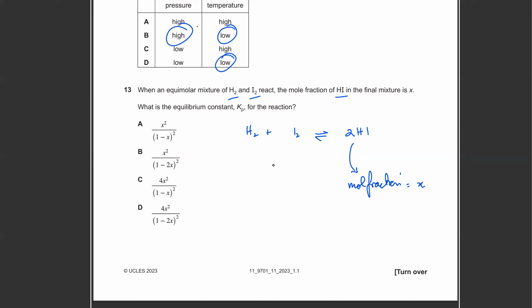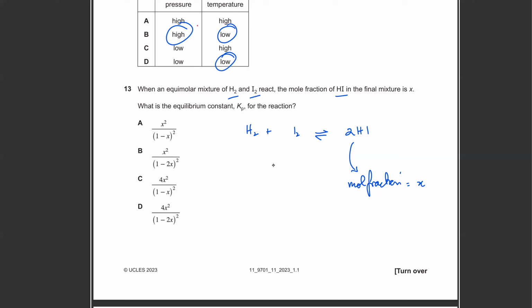Shouldn't it be X as well? What, H2 and I2? Yeah. Like the initial moles? I said let's give X a value. Do you know what the mole fraction is?